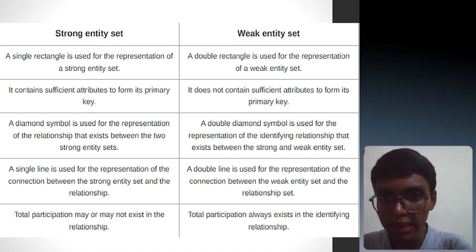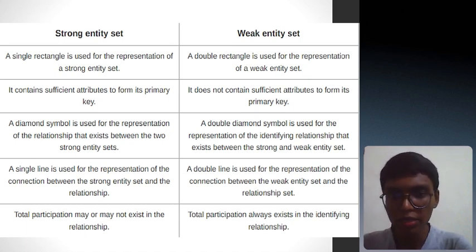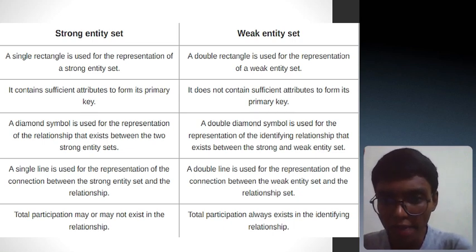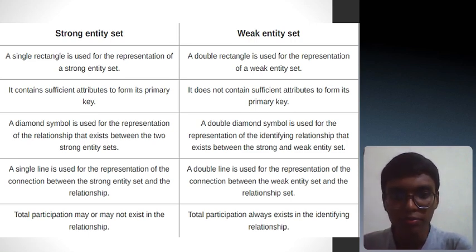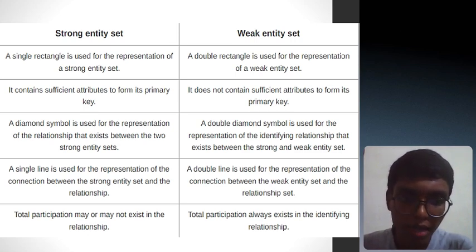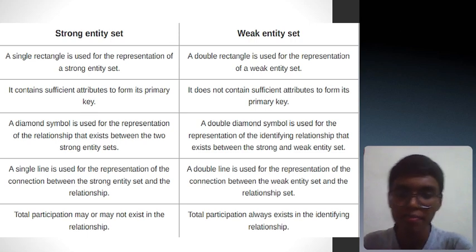A strong entity set contains sufficient attributes to form its primary key, whereas a weak entity set does not contain sufficient attributes to form its primary key. In a strong entity set, a diamond symbol is used for the representation of the relationship that exists between two strong entities, whereas in a weak entity set, a double diamond symbol is used to represent the identifying relationship that exists between the strong and weak entity set.